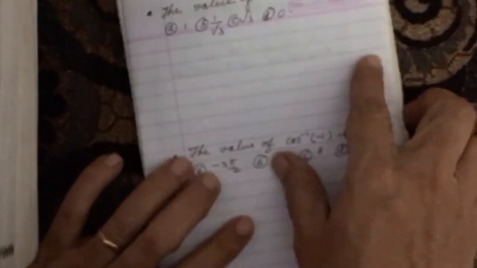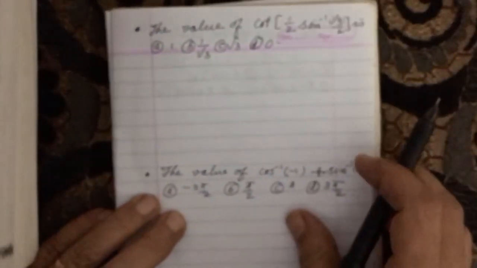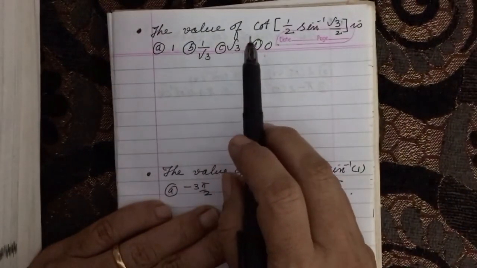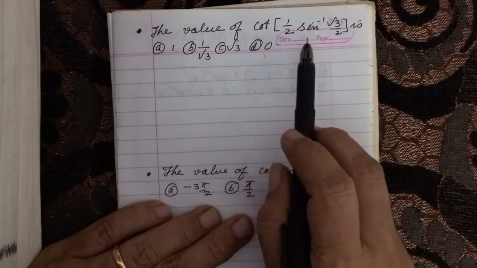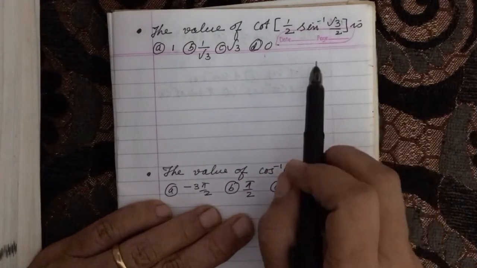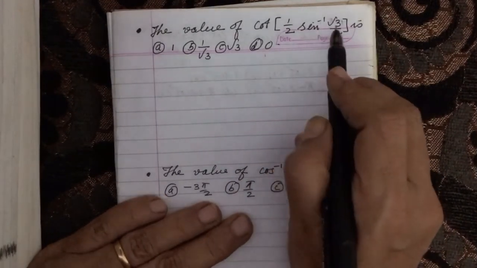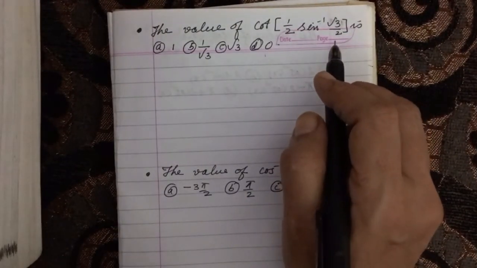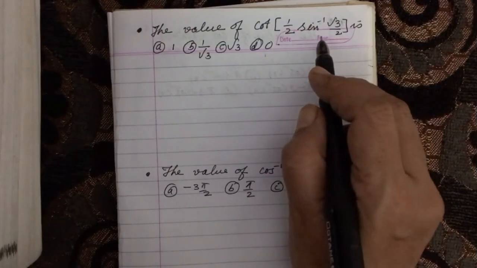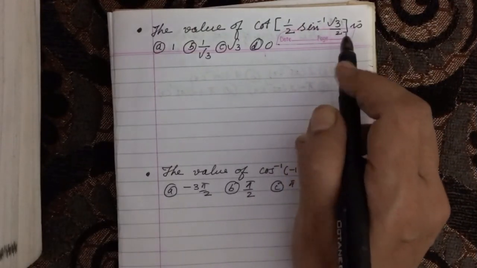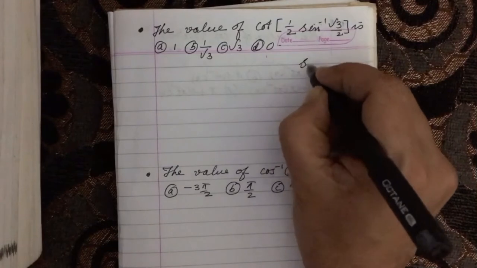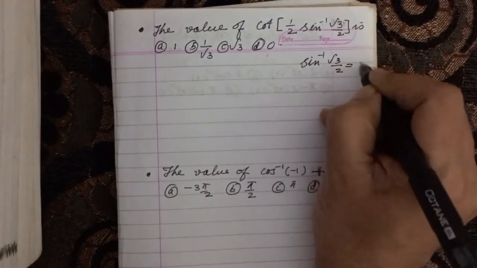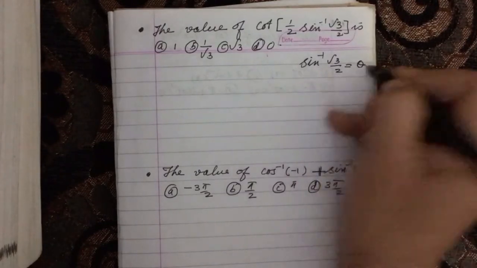This is the value of cot inverse. The value of cot of 1 by 2 sine inverse root 3 by 2 is... So here, sine inverse root 3 by 2, you should always remember that it is an angle coming in the principal value. How to find sine inverse root 3 by 2? You can take this as an angle. The value of the sine inverse is always an angle.